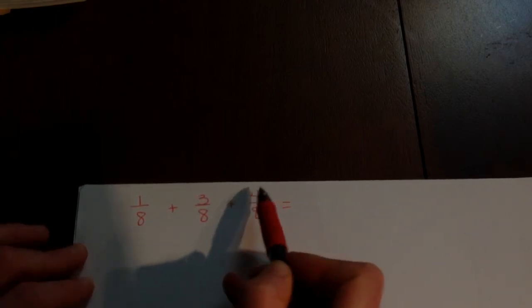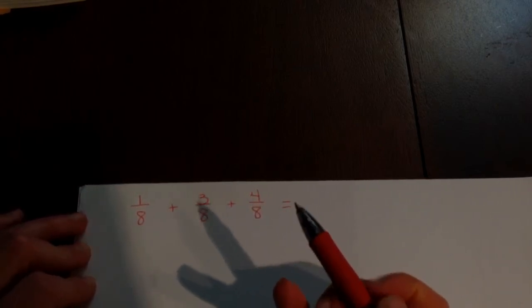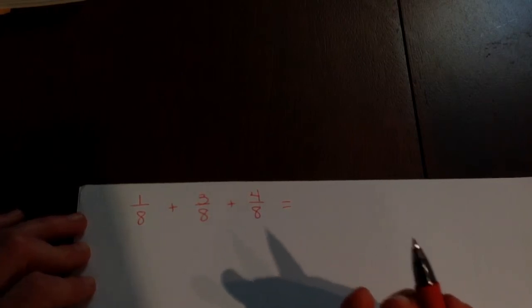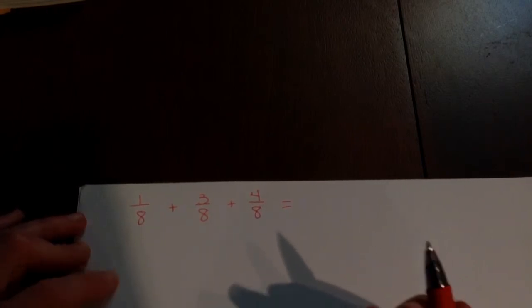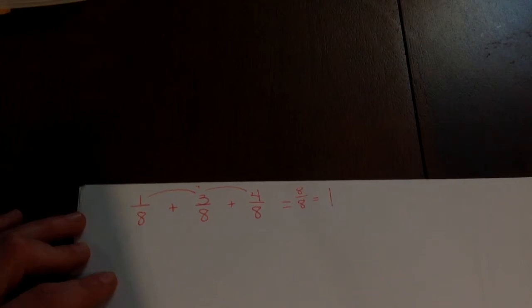Now, some of you might go, well, that's easy. I can do it fast. And others of you might say, I need to slow down. It doesn't matter how long it takes you as long as you get there. 1 plus 3 is 4. 4 plus 4 is 8. So I have 8/8. Or, yes, you got it, 1 whole.